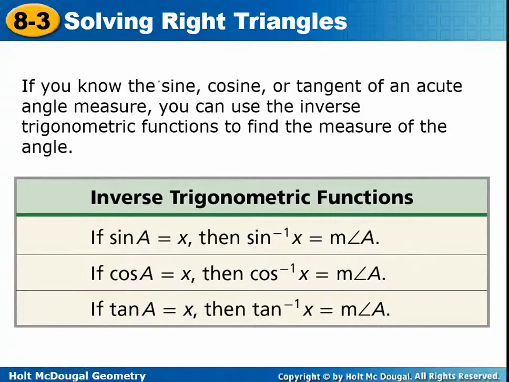And this is in your book, but this is something you want to add to your notes. If the sine of A is equal to x, then the inverse sine of x is equal to the measure of angle A. So see, here's our x. If you type this in your calculator, you'd get a decimal number. And that means if you know that number, then you can find the measure of angle A. If the cosine of A equals x, then the inverse cosine of x is equal to the measure of angle A. And the same thing for tangent. If you know what the tangent is, then the inverse tangent is equal to the measure of the angle. So these are called inverse trigonometric functions.